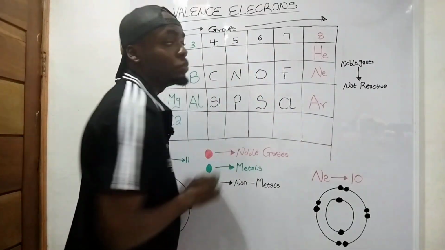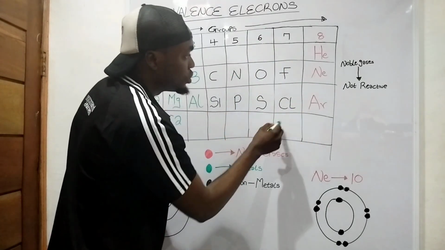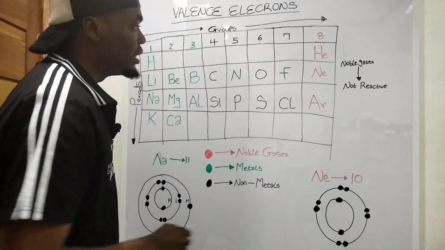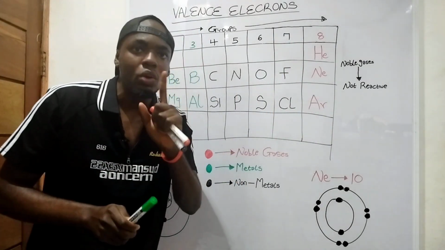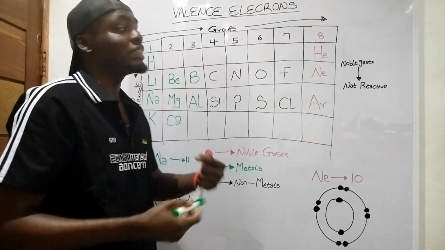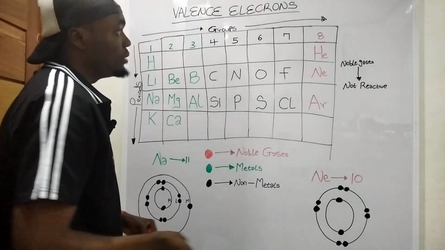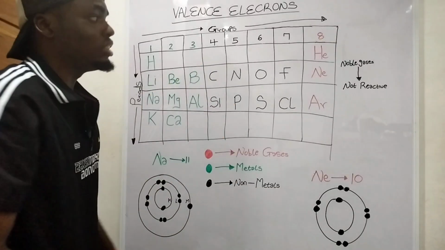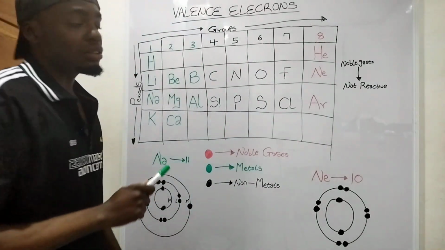For you to belong to group 7, which is the halogen group, you must have 7 electrons in your outermost shell. And since halogens just need 1 single electron to complete their outermost shell, that's why they are very reactive. Also, take note, fluorine is the most reactive element out of all the elements on this table, because it just needs 1 single electron to complete its outermost shell.